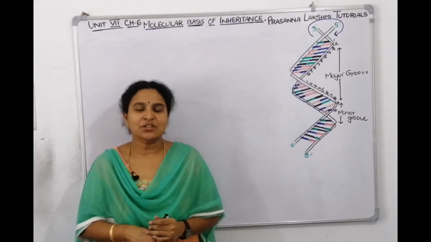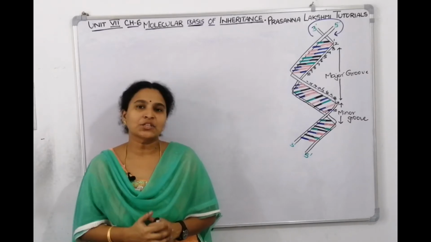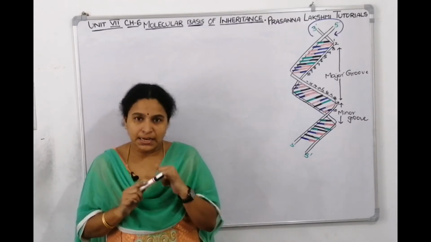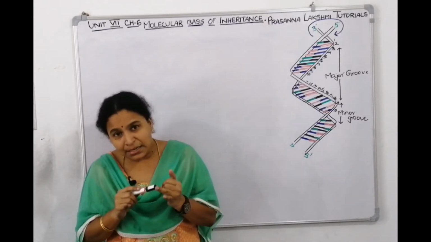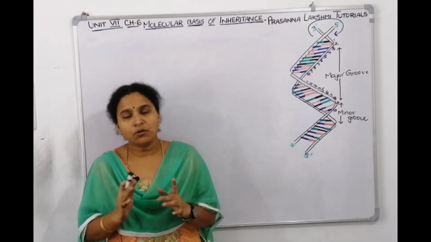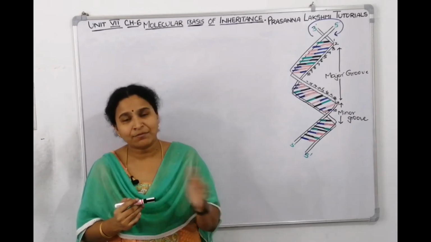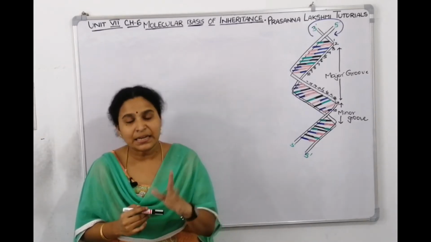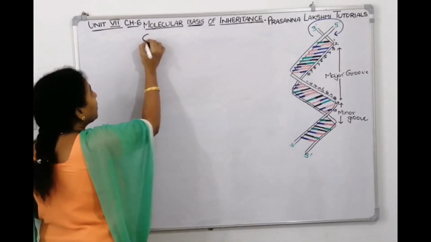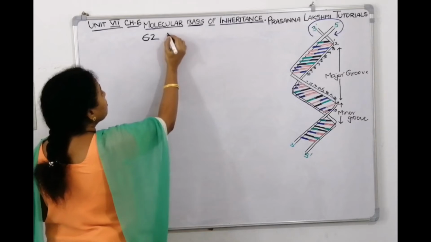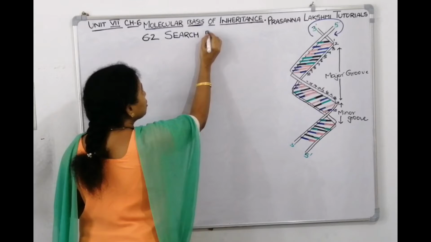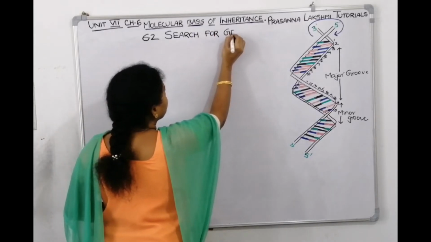Everyone, in today's session we'll go with the next topic: search for genetic material. What is the genetic material? Is it DNA, or RNA, or protein which is acting as the genetic material? This was a doubt for many of the scientists. What are the experiments they have done to confirm that DNA is the genetic material? That we are going to start in today's session. It is topic 6.2 in the NCERT textbook, search for genetic material.